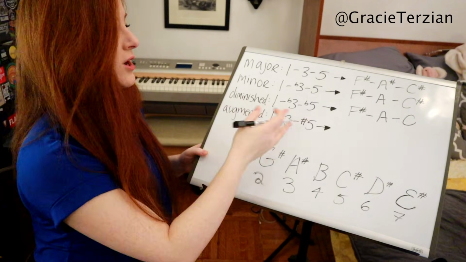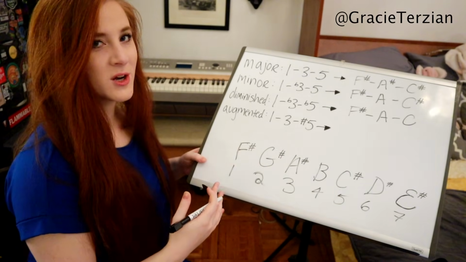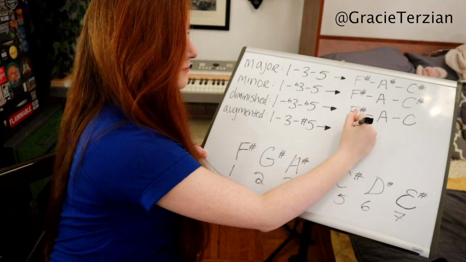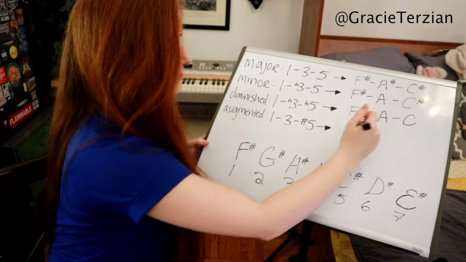Cool. So that's your F sharp diminished chord: an F sharp, an A, and a C. Now what about an F sharp augmented chord? We have the 1, which is F sharp, right? We have the 3, which is A sharp.